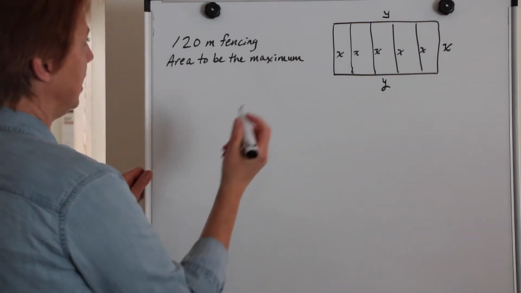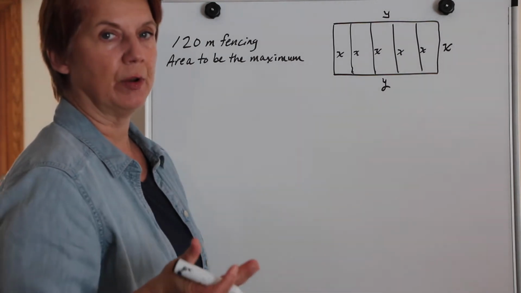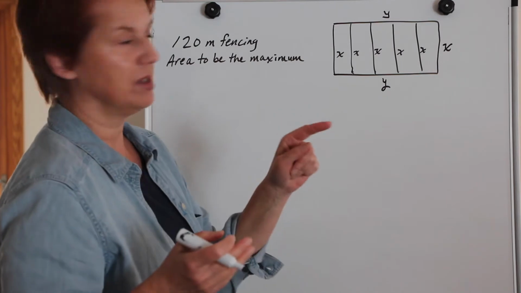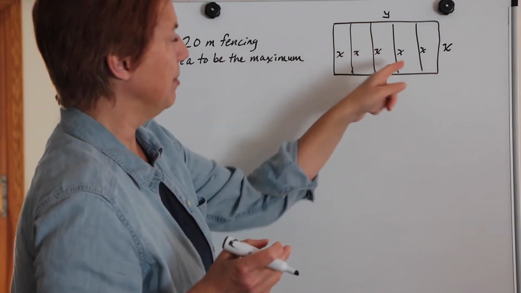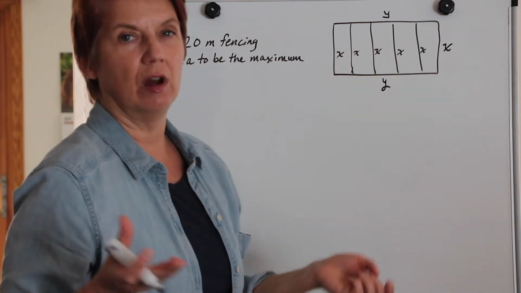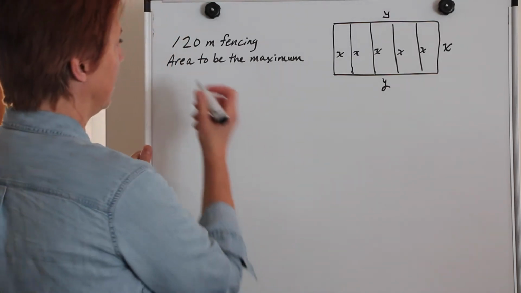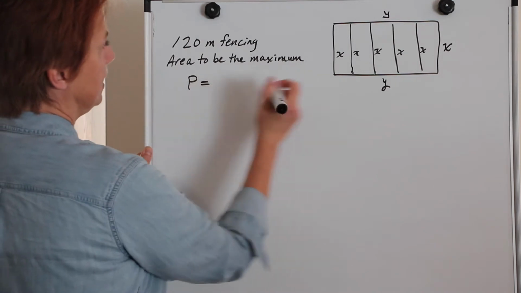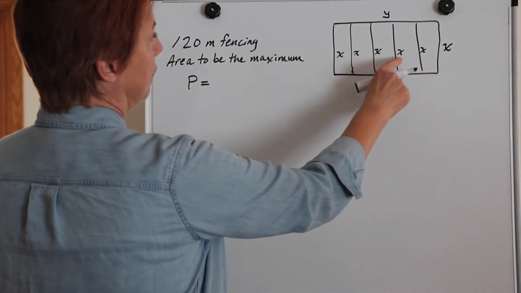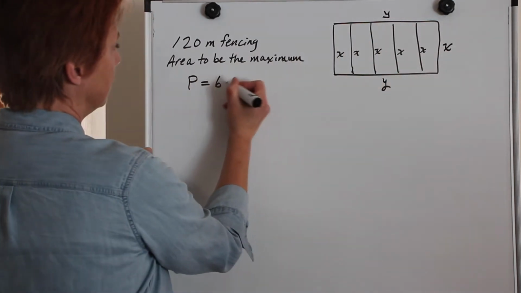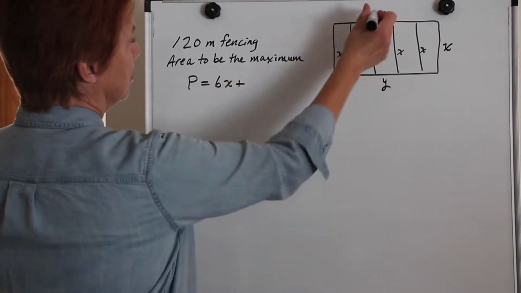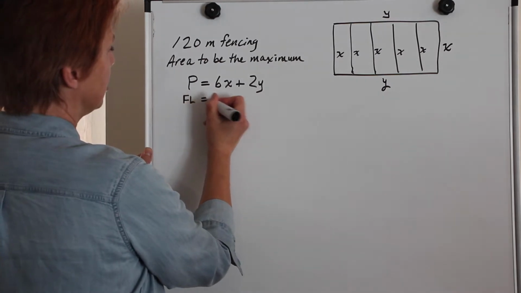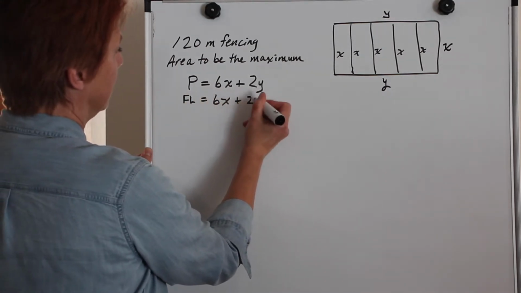One equation is what I like to call a fence length or a perimeter equation. Fence length is a little bit more accurate because it's not just the perimeter, because these don't really make a perimeter, but you can call it either one, it doesn't really matter. So we'll use P for perimeter. So the perimeter equation is 1, 2, 3, 4, 5, 6x plus 2y. Okay, or fence length if you will. Fence length equation 6x plus 2y.